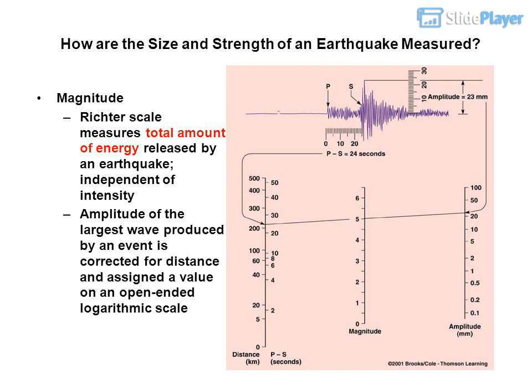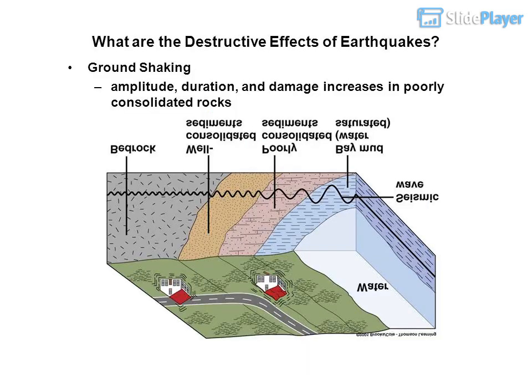Magnitude. Richter scale measures total amount of energy released by an earthquake, independent of intensity. Amplitude of the largest wave produced by an event is corrected for distance and assigned a value on an open-ended logarithmic scale. What are the destructive effects of earthquakes? Ground shaking. Amplitude, duration, and damage increases in poorly consolidated rocks.